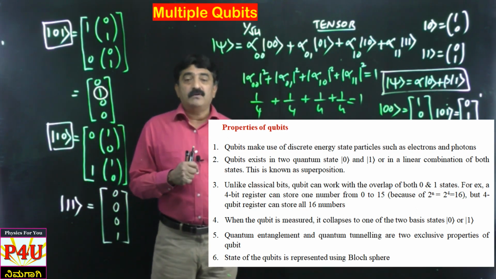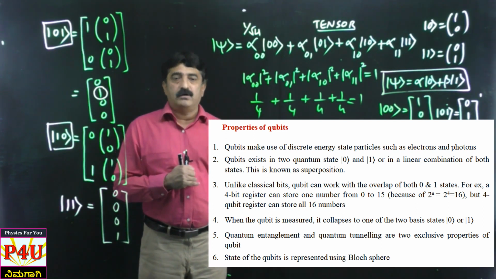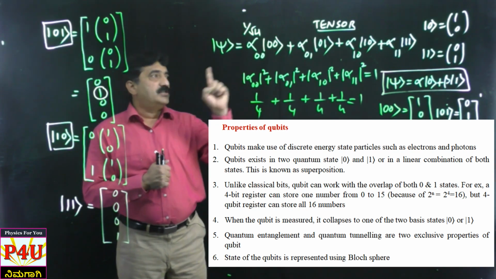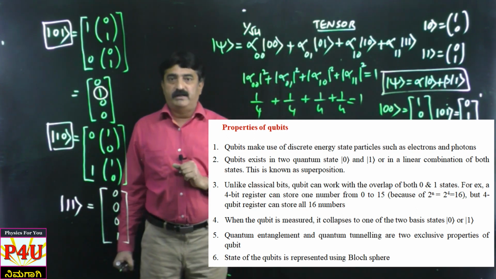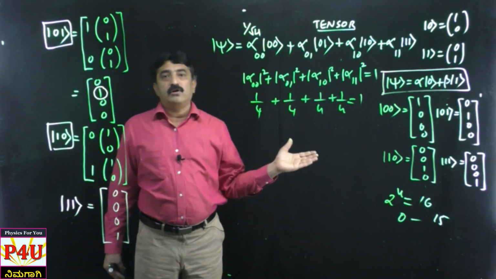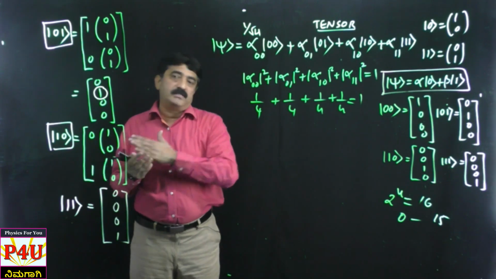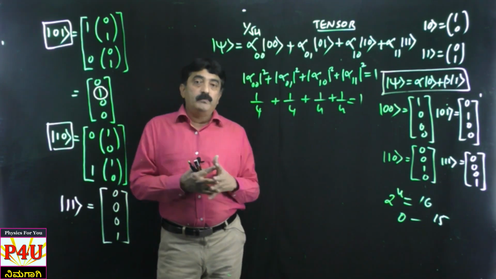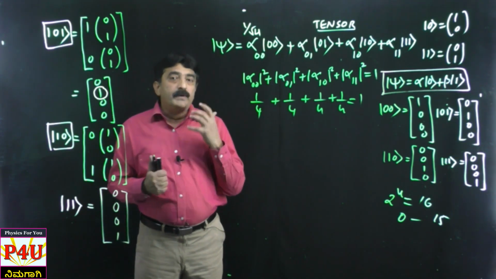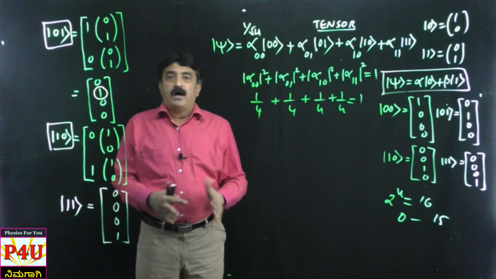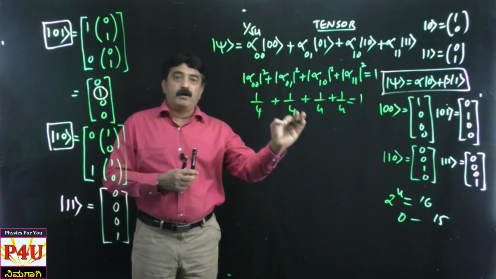So these are all the properties of qubits. I repeat, qubits make use of particle properties like electron spin or electron energy, etc. Qubits exist in the 0 and 1 state, and of course they are members of a vector space, so they can be represented by column vectors. Next, qubits can have any state between 0 and 1. This is called superposition. And once the qubits give information, they return to either the 0 state or the 1 state. Another special property is that they exhibit what is called quantum entanglement. And finally, qubits can be expressed in a spherical form, in a diagram called the Bloch sphere. Okay, so that's all about the properties of qubits.